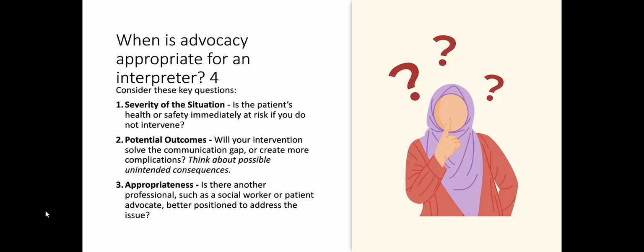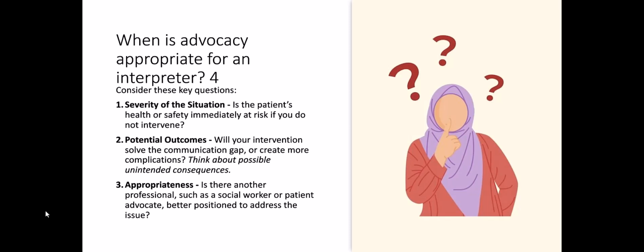Is the patient's health or safety immediately at risk? Will your intervention solve the problem or create more complications? As you answer this question, consider the possible unintended consequences your actions can have. Is there another professional, such as a social worker or patient advocate, that is better positioned to address this issue? Remember that accurate, impartial communication remains an interpreter's primary function.